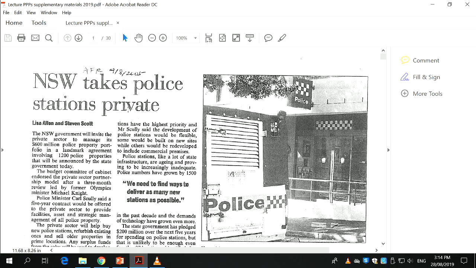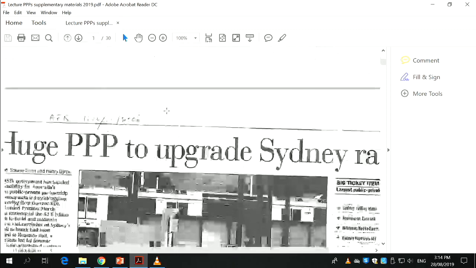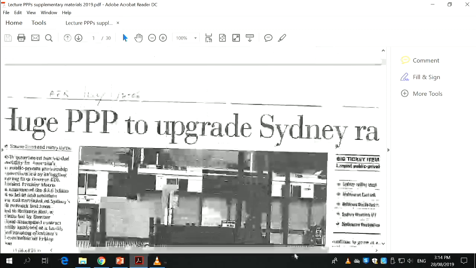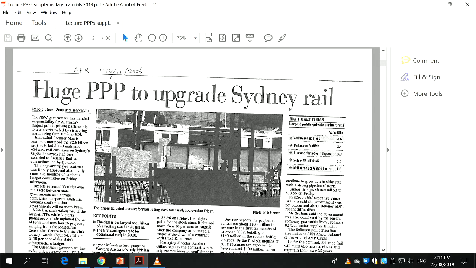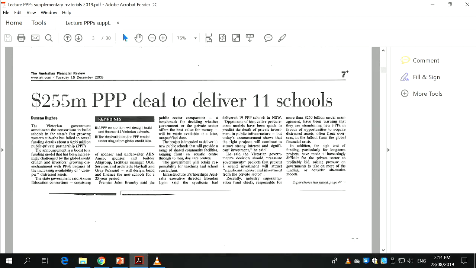In New South Wales, they constructed police stations using PPPs. And this one is a bit too big, I'll just reduce it a little bit. Okay. Sydney Railway, and again some used PPPs to construct it. In Victoria, they used PPP to deliver some schools, to construct schools.